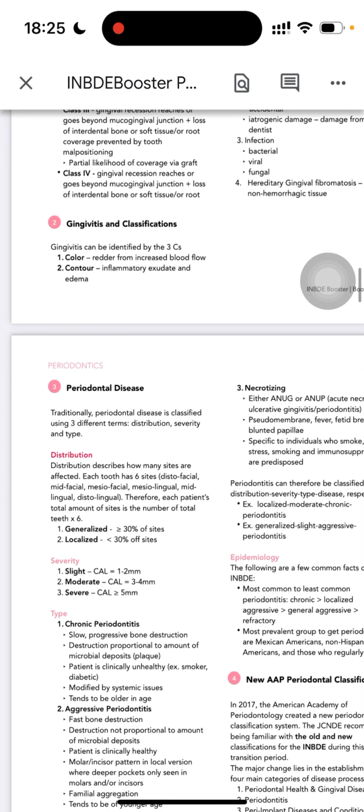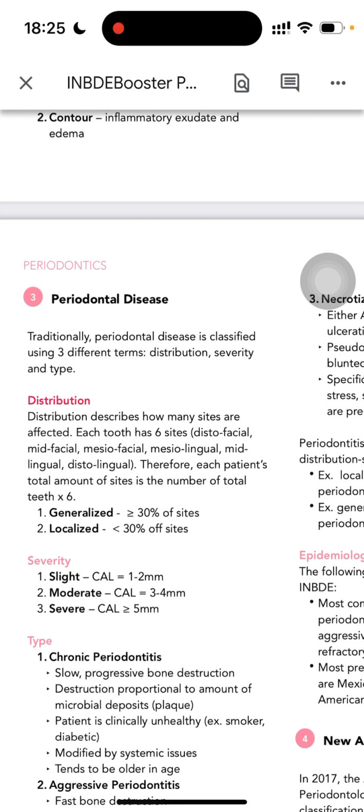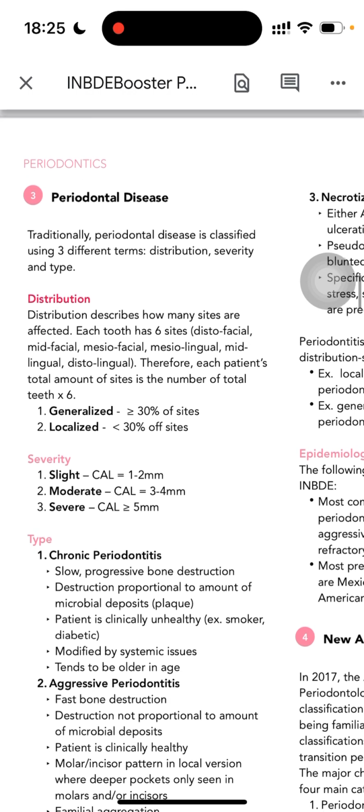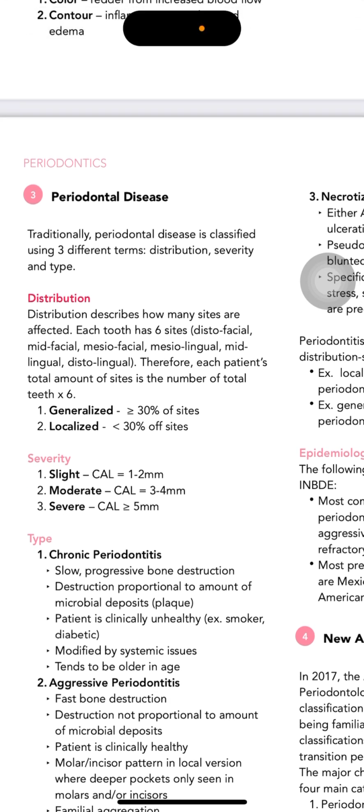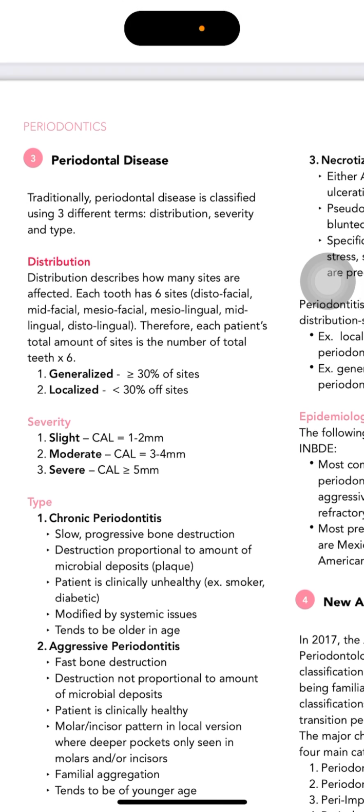Periodontal disease. Traditional periodontal disease is classified using 3 different terms: distribution, severity, and type. Distribution describes how many sites are affected. Each tooth has 6 sites: distofacial, mid-facial, mesiofacial, mesiolingual, mid-lingual, distolingual. Therefore, each patient's total number of sites is 168. Generalized is more than 30% of sites. Localized is less than 30% of sites.